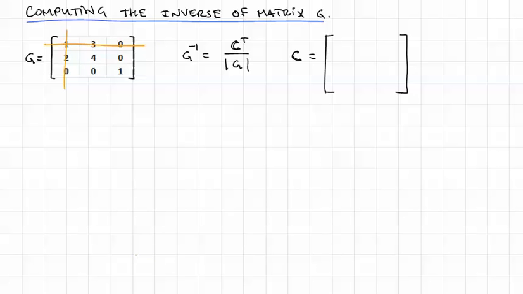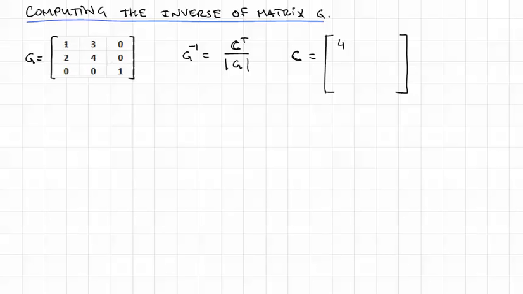We'll calculate the minor, which is the determinant of the matrix that remains, so that's 4 times 1, and then we multiply that by minus 1 raised to the i plus j, which in this case is 1 plus 1. So our first entry here is going to be 4.